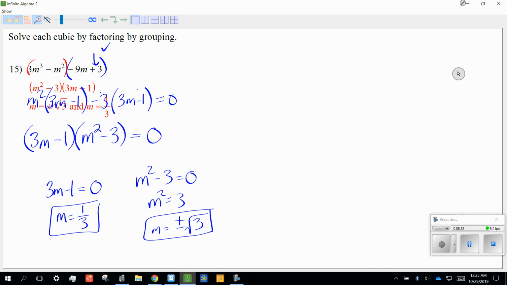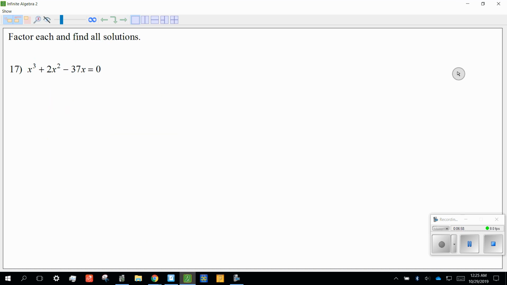Okay, let's jump over to 17. I think it says to solve by grouping as well. Oh, it says factor to find all solutions. So maybe we can group it, maybe we don't have to. Alright, let's first check for greatest common factor. They all three have something in common.